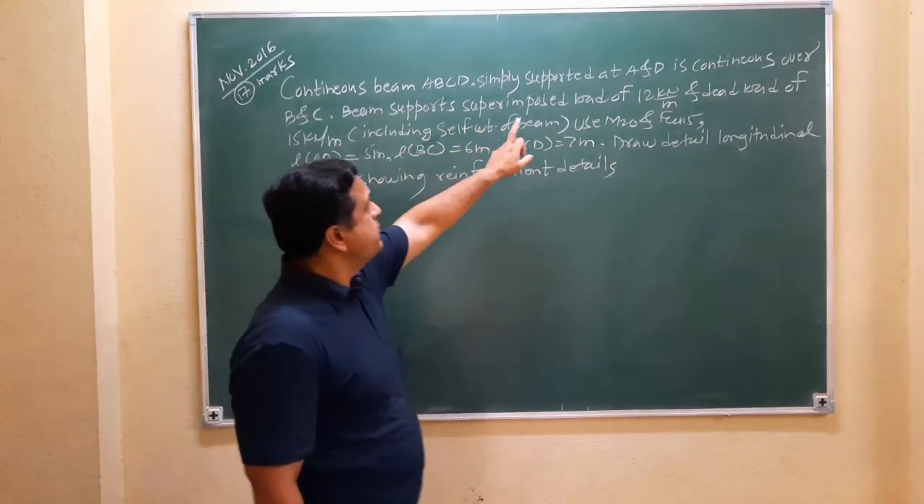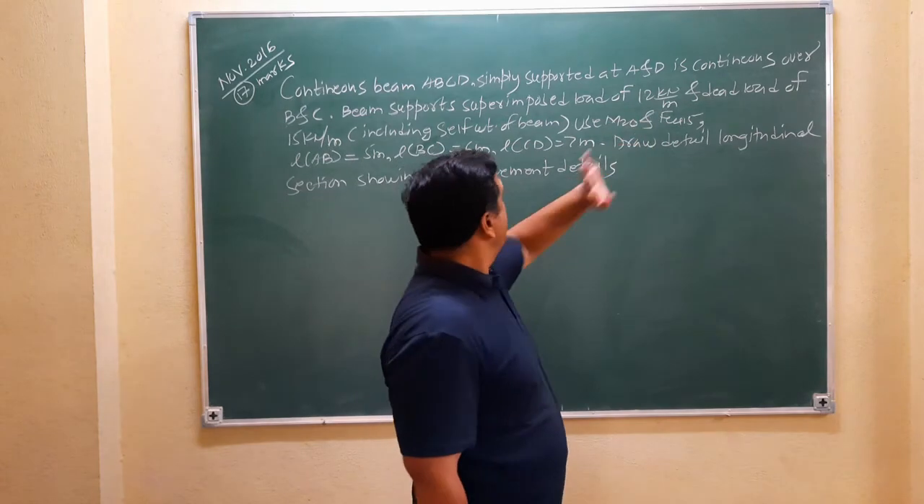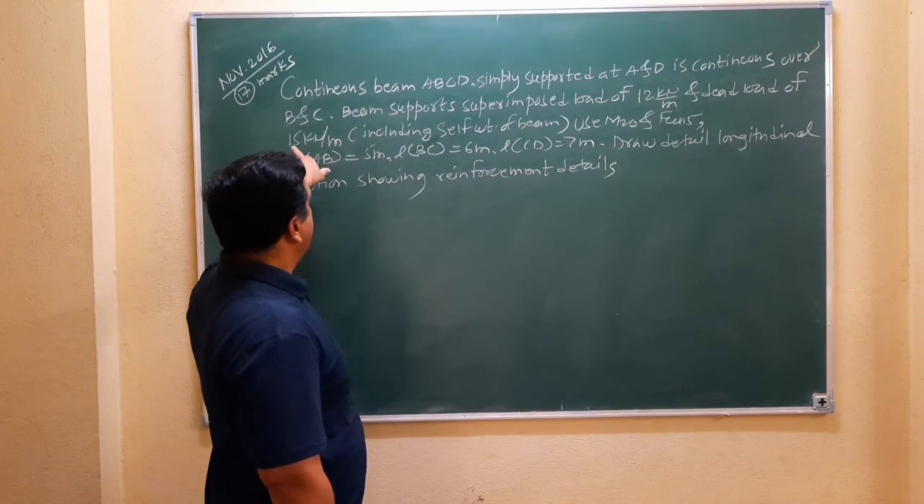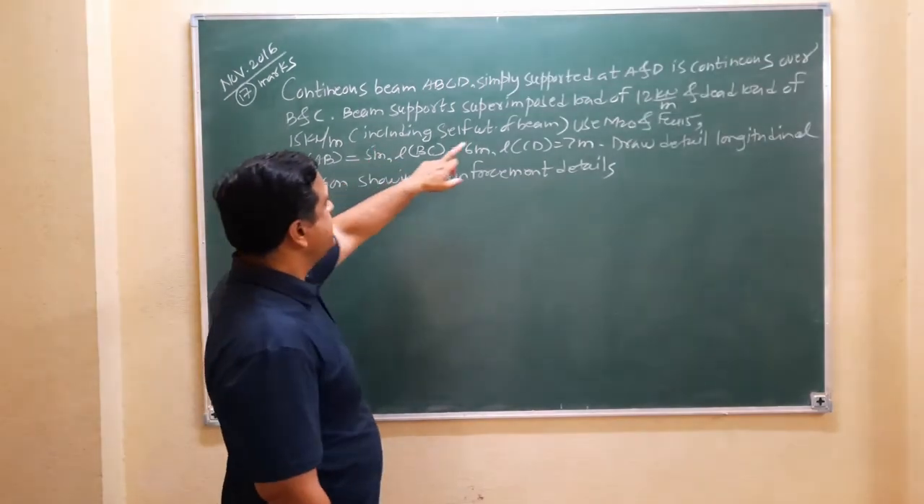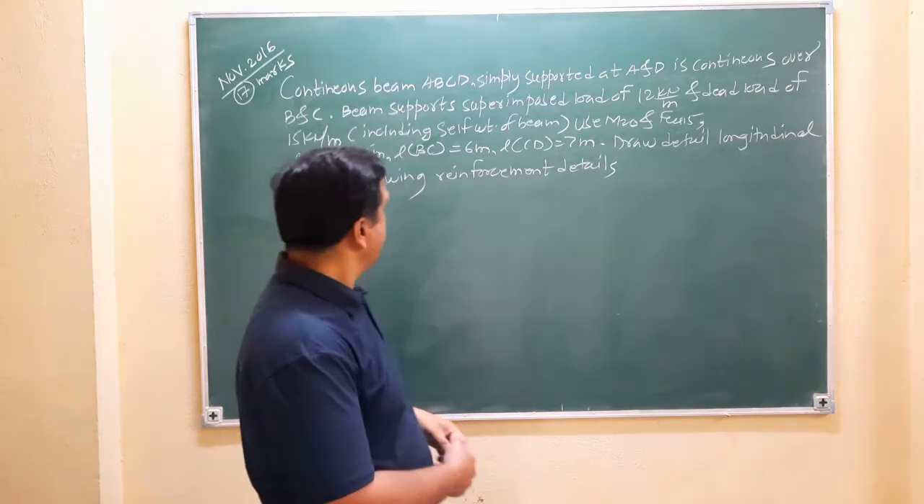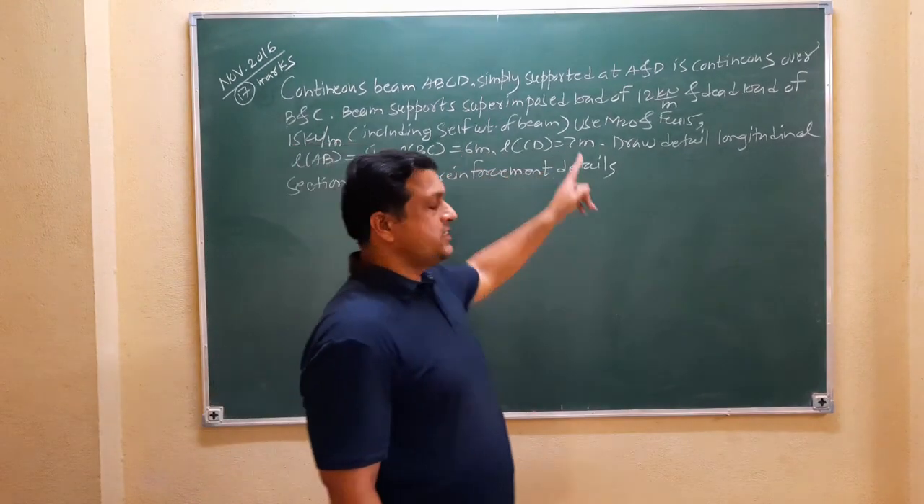Beam supports a superimposed load of 12 kN per meter, and dead load of 15 kN per meter, and that load is including self weight. Use M20 and Fe415. Length AB is 5 meter, length BC is 6 meter, and CD is 7 meter.